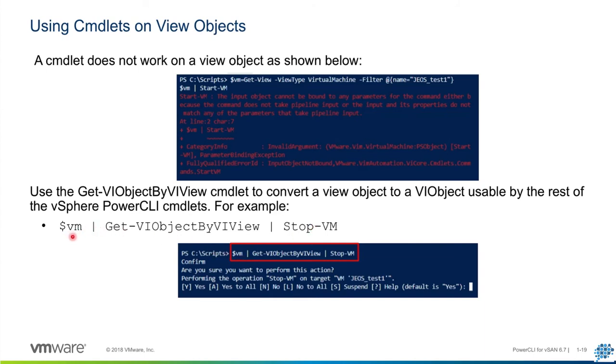I am piping the view object into Get-VIObjectByVIView, and I am piping the same into Stop-VM. So basically now it has been converted into a normal VI object, and I'm able to stop the VM using this particular commandlet. So just remember that if you want to use regular commandlets with the view objects, you will have to use Get-VIObjectByVIView.